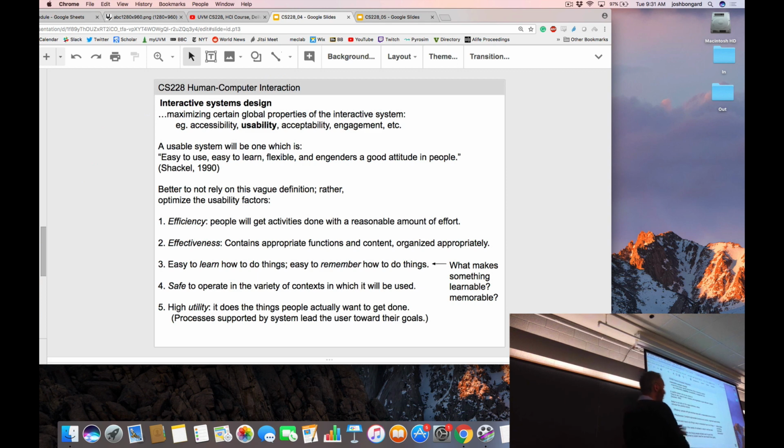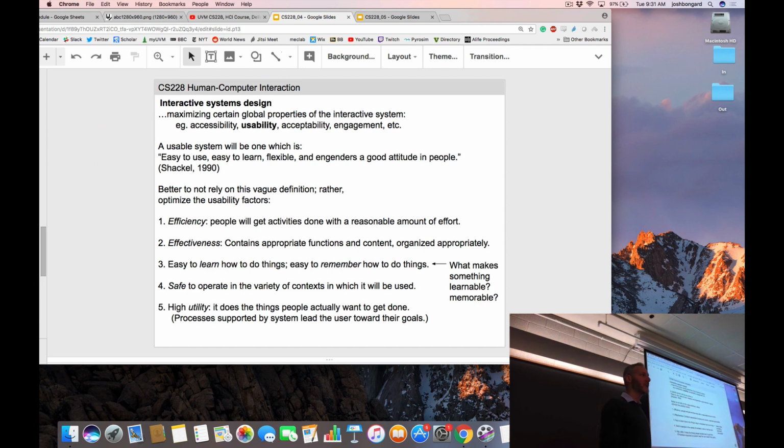Usability, this one is a little bit more obvious to most people coming into HCI. It needs to be usable. If you look at the definitions for usability, you know that most of the definitions are bad because they're circular. A usable system is one which should be easy to use. That doesn't help you very much, right? Okay, easy to learn, flexible, and engenders a good attitude in people. Okay, a little bit better, but still very vague and hand-wavy, right? We need to sharpen this, right?